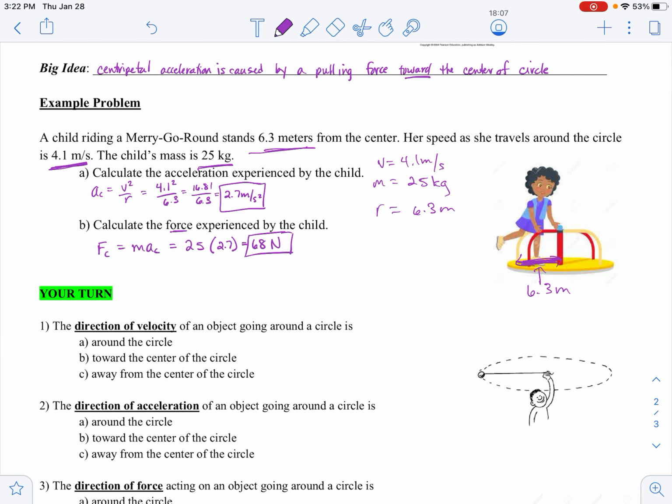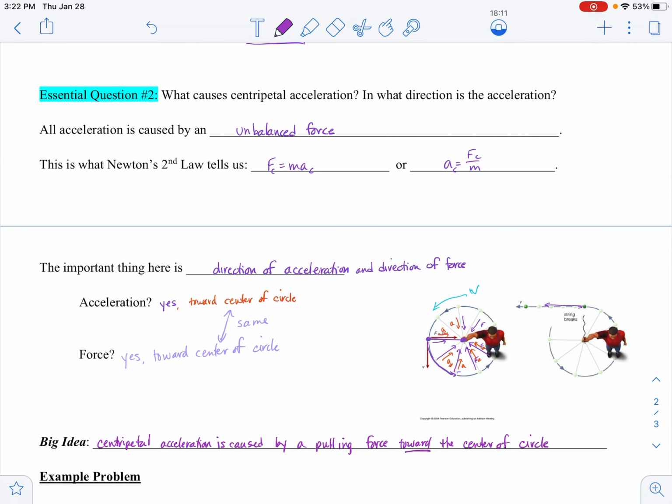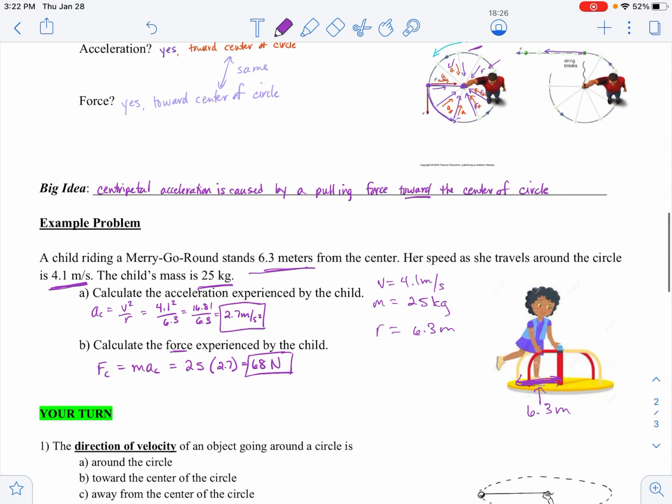All right. So I want you to pause again. I want you to come back up here. Can you answer question number 2? What causes centripetal acceleration? And what direction is the acceleration? So you should be able to talk to me about the direction of the velocity, but also the direction of the acceleration and the direction of the force.